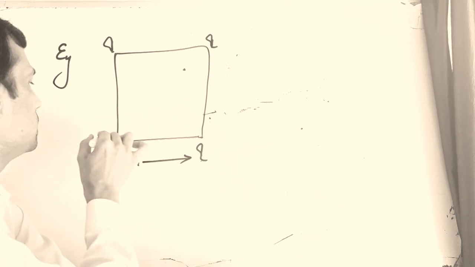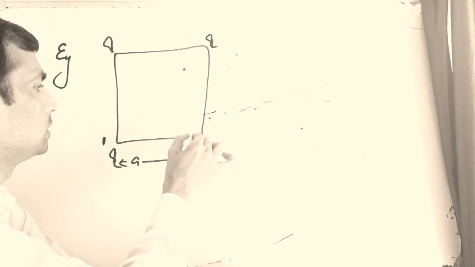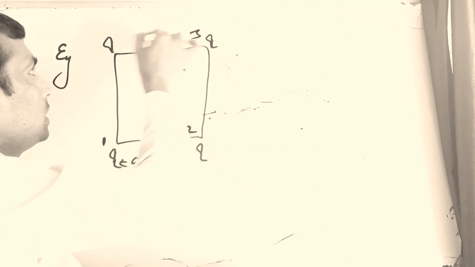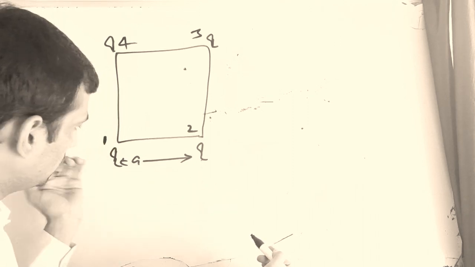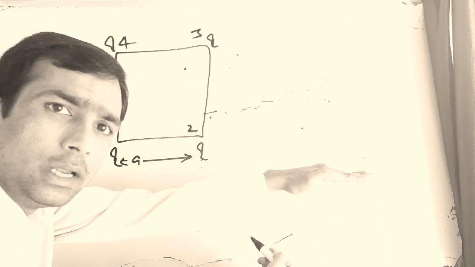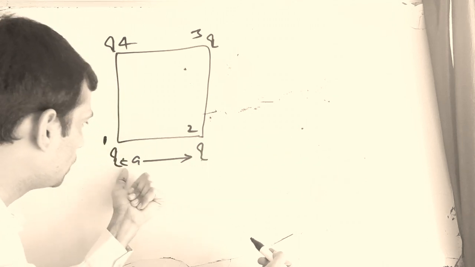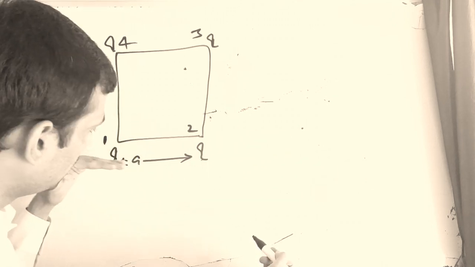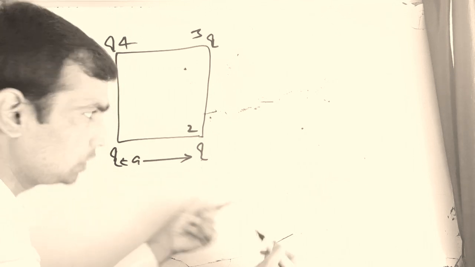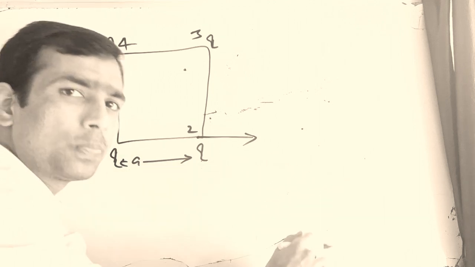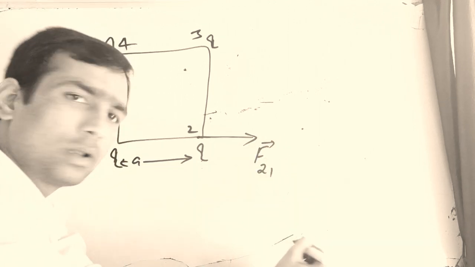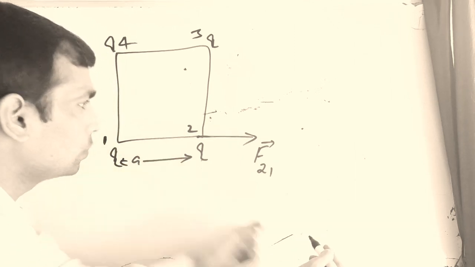So you can see, I'm just going to point out 1, 2, 3 and 4. Both charges are of the same nature, Q and Q, so they repel each other. This charge pushes this Q to the right. This charge repels this Q to the left. So I am considering the net force due to this pair of charges towards the right. This is the force on 2 due to 1. Force on 2 due to 1.